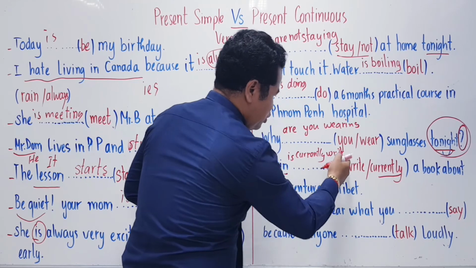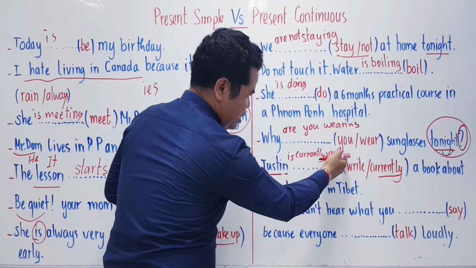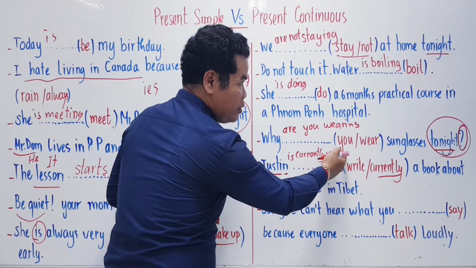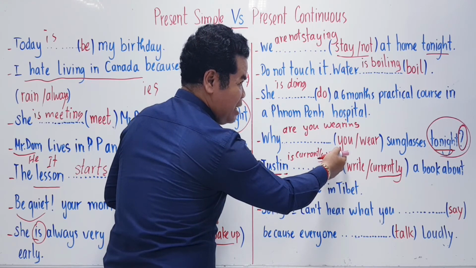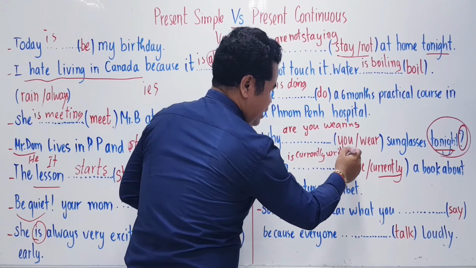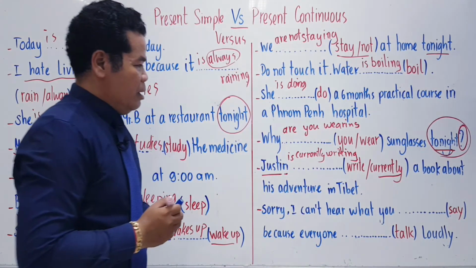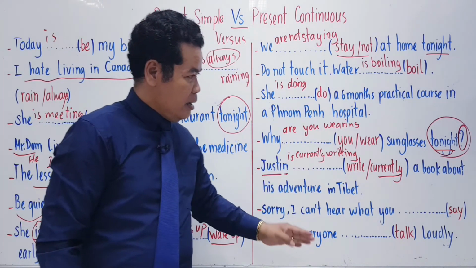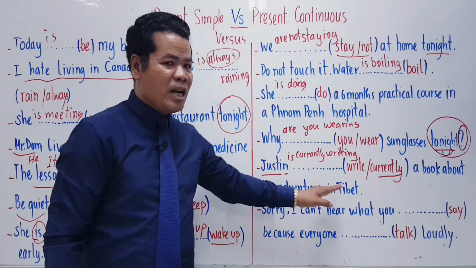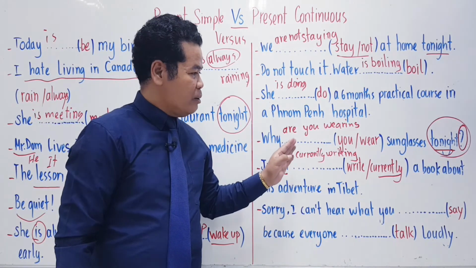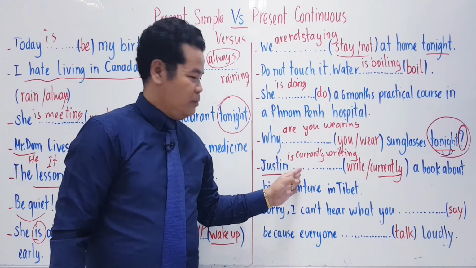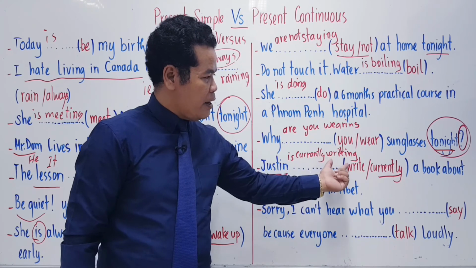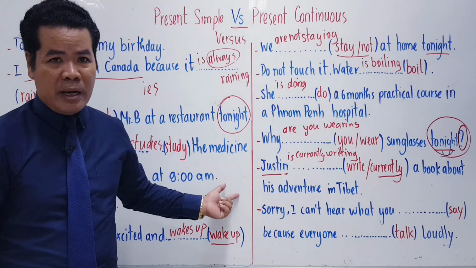Writing. Do we keep the E at the end of the verb write when we add ing? No. What do we say? We have to drop the E and add ing: writing. So we have Justin is currently writing a book about his adventures in Tibet. So this is the correct answer. Justin is currently writing a book about his adventure in Tibet.